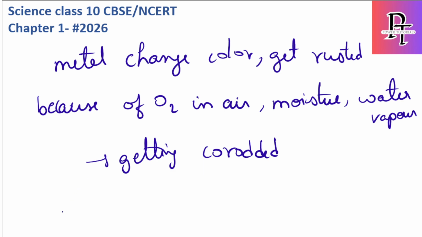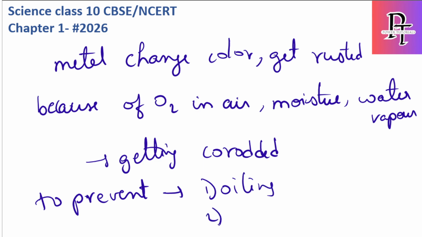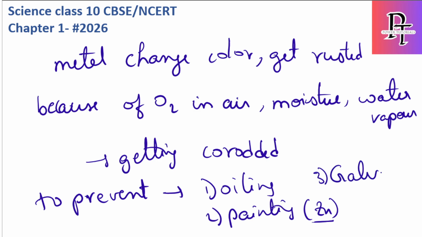Okay, so mostly for vehicles also, what will they use to prevent this? Oiling and painting. Mostly this paint should contain zinc. Zinc will avoid the rusting of any metals. Also galvanizing, we also call this process galvanizing. Galvanizing is a process where we apply some coating on metal so that it will not get corroded.